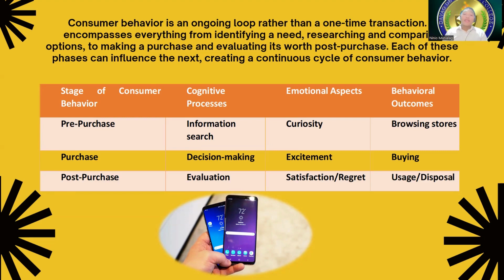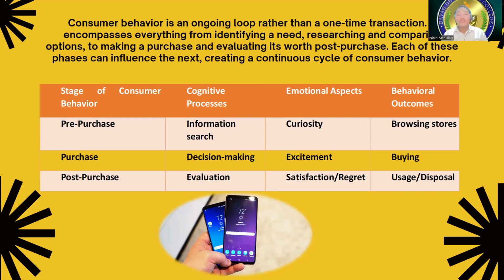In the case of purchasing a smartphone, during the pre-purchase stage, a consumer typically goes through cognitive processes like information searching. They may feel emotions like curiosity and take behaviors like visiting a store to browse options. When it comes to the purchase stage, the cognitive action might involve finalizing the decision based on research, features, and specs of the cell phone. The emotional aspect could involve excitement or even nervousness, and the behavior could be the actual purchase transaction.